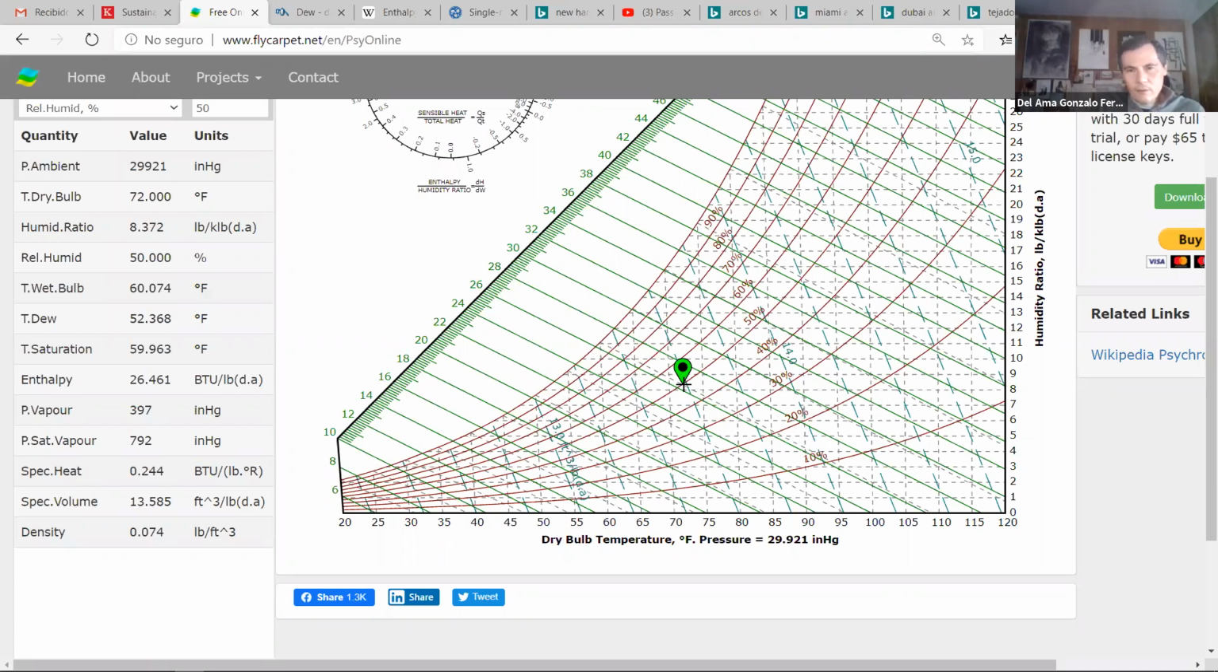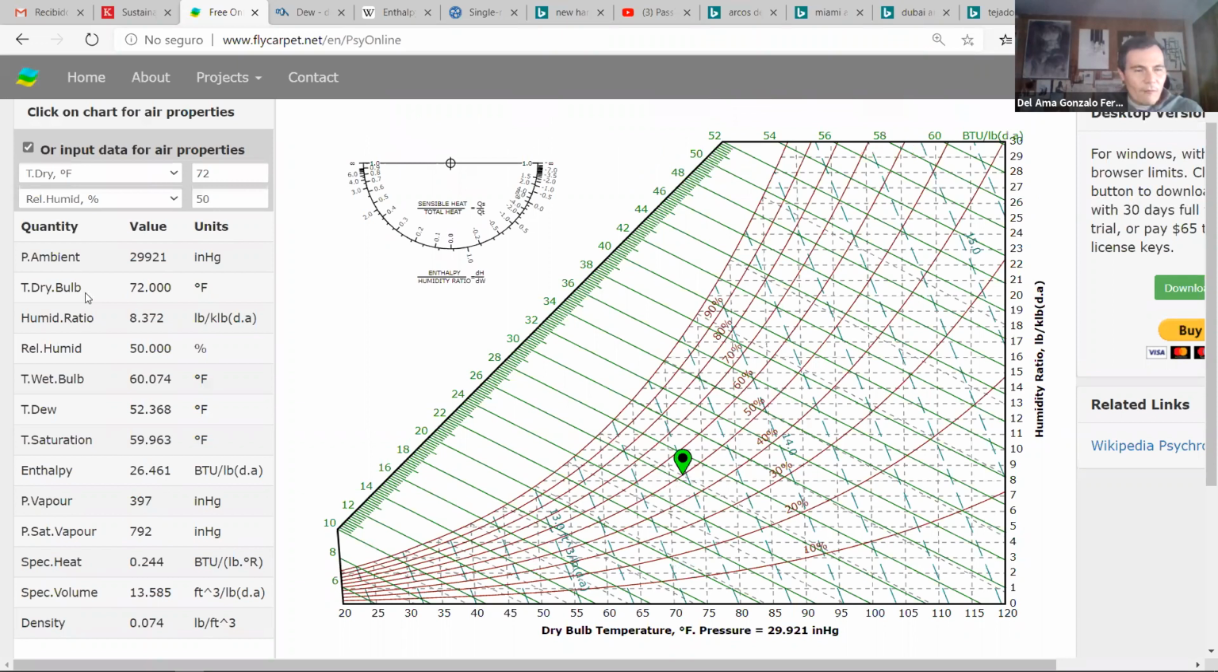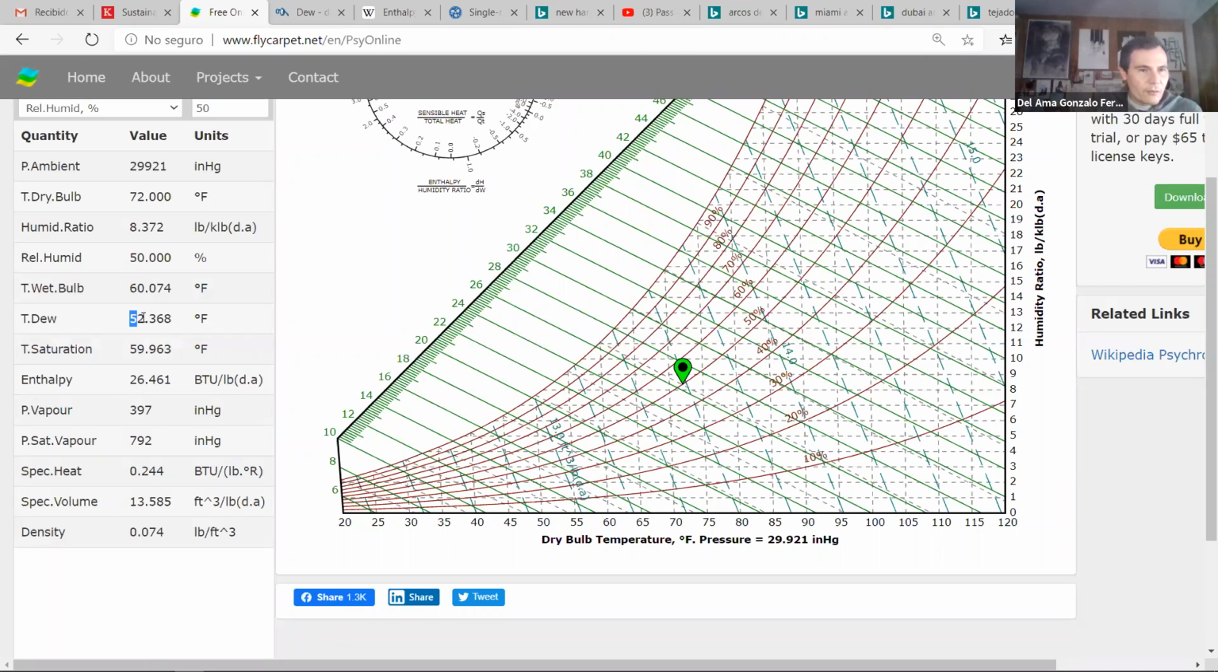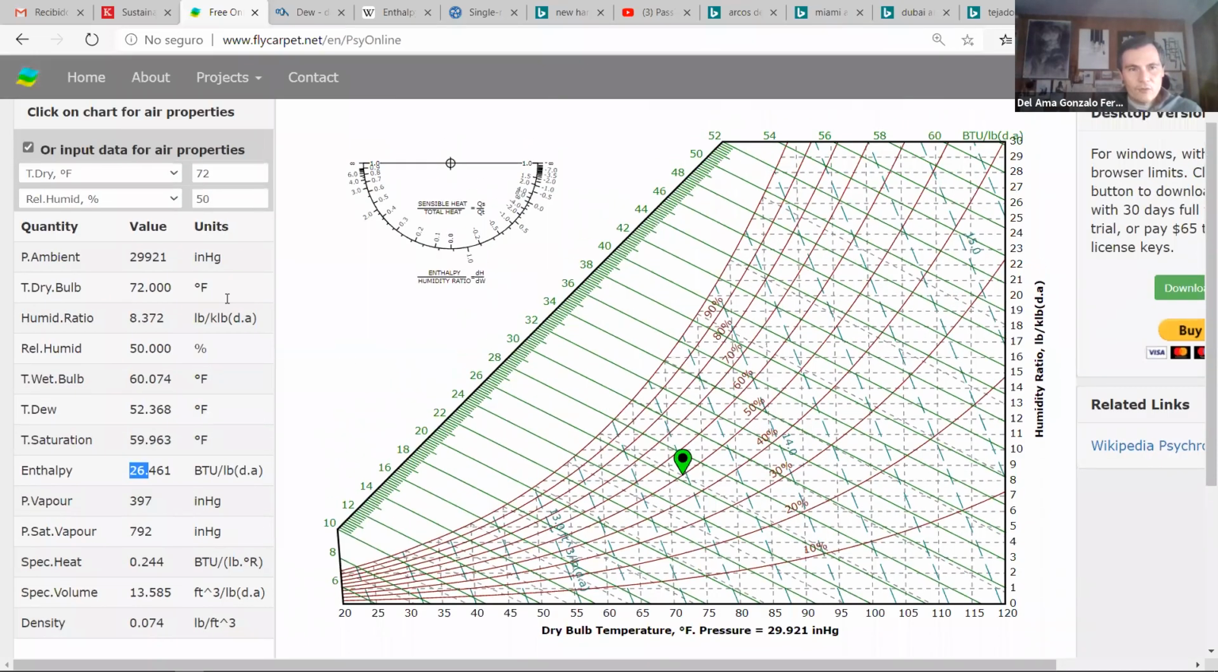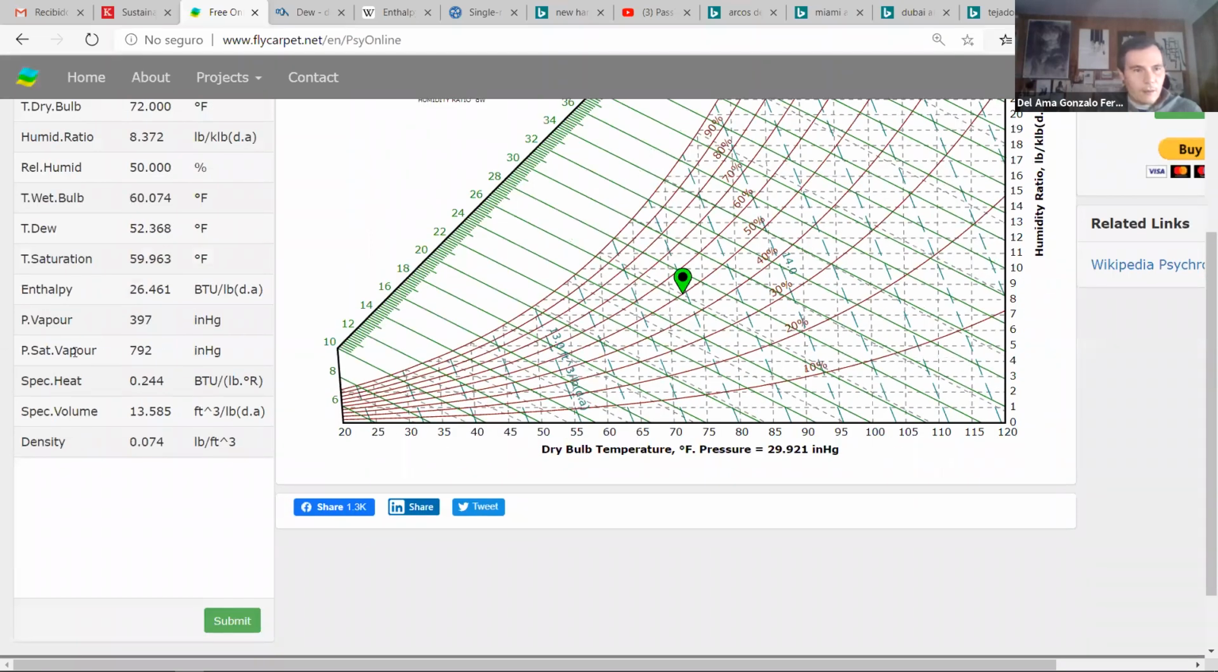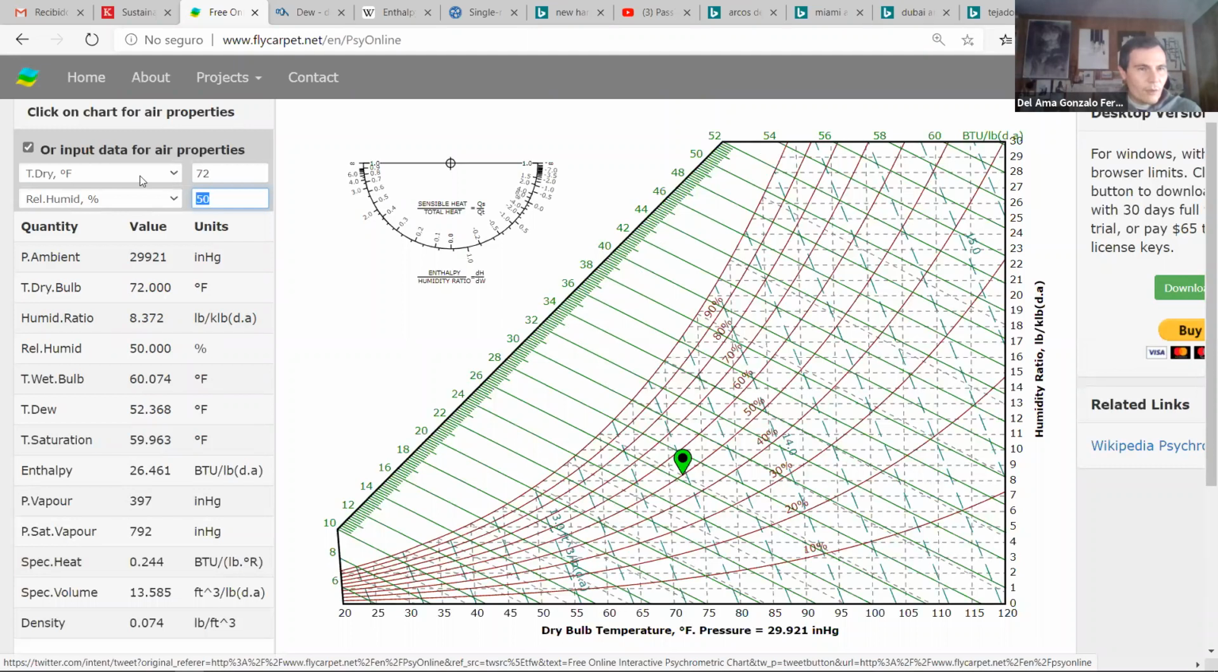With the old-fashioned psychrometric chart, we would have to move in this direction, in that direction, or whatever. But here we have all the values. The wet bulb temperature is 60. The dew point is 52. The enthalpy is 26. Okay. So basically, we don't have to calculate anything. We just have to click or type these two parameters, dry bulb and relative humidity, submit, and copy the wet bulb temperature. So the wet bulb temperature of indoor air is 60.07.